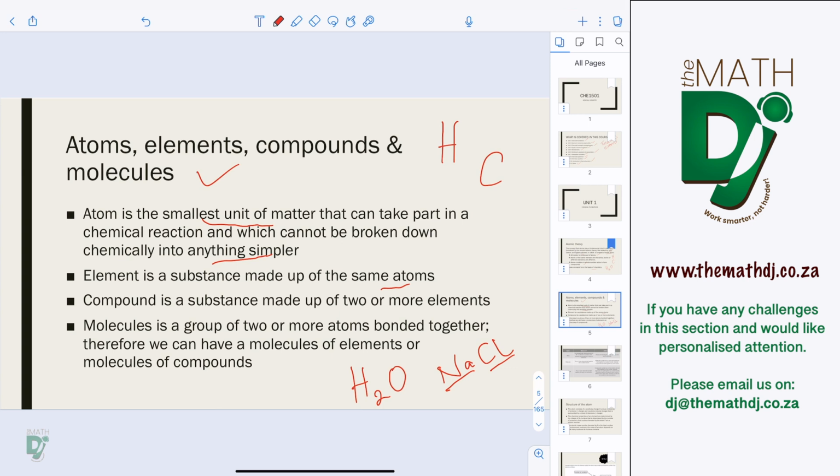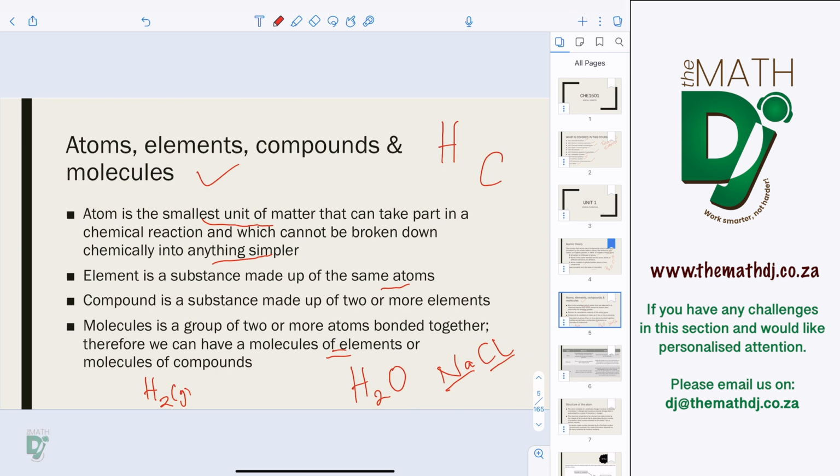A molecule is a group of two or more atoms bonded together. Therefore, we can have molecules of elements or molecules of compounds. So what we mean is, hydrogen combines with another hydrogen to form, let's say, hydrogen gas. So hydrogen gas is a molecule, but it's a molecule of the same elements.